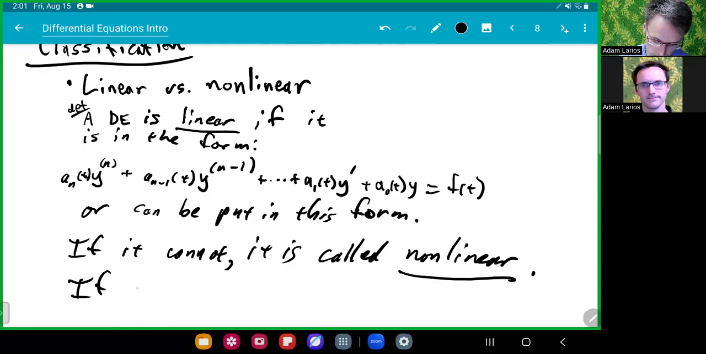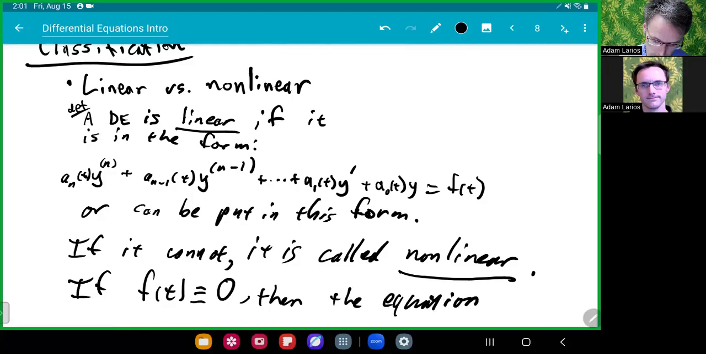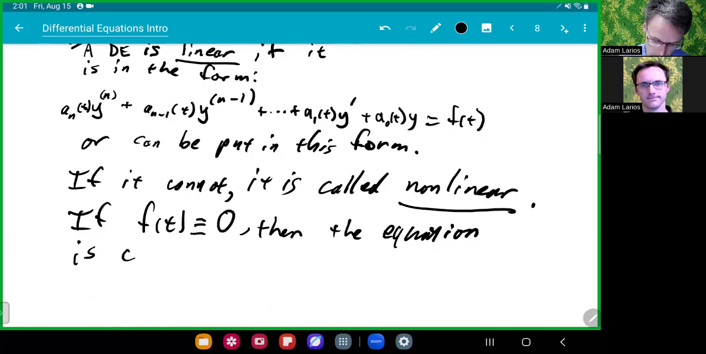Let's have one more definition. If f of t is equal to 0, and by equal to 0, I mean, some people write 3 lines for identically equal to 0. So I don't just mean that it has a 0, I mean that it's equal to 0 everywhere. Then the equation is called homogeneous.